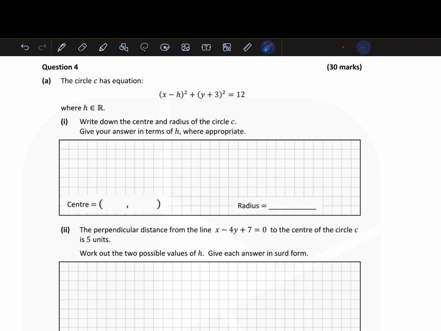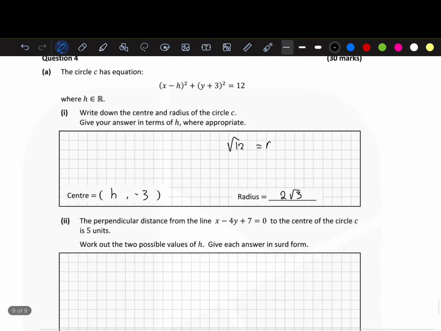So right here, I know that my center for the x value is h, and for the y value is minus 3. So my center is going to be (h, minus 3). My radius, well in this formula, this is r squared. So if I find the square root of 12, that's going to be it. So I'm going to find root 12 is equal to r. Otherwise, my radius is 2 root 3.